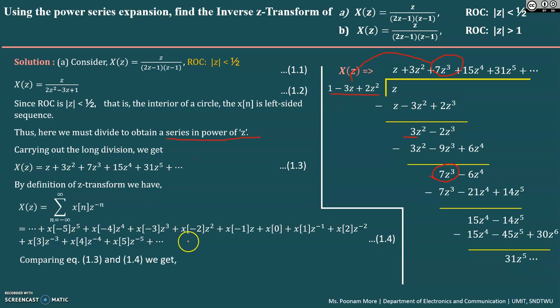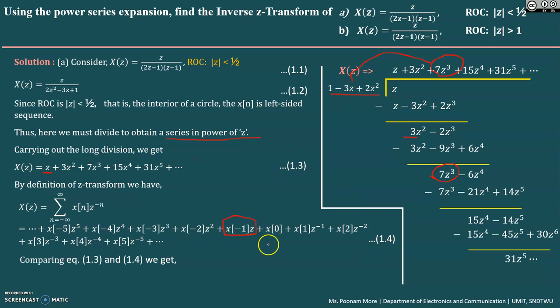So for that, we will simply compare the terms with the respective power of z. Here, for example, let's compare the term in which the power of z is equal to 1. In equation 1.3, the coefficient of z is equal to 1, whereas in equation 1.4, the coefficient of z is represented as x of minus 1. So clearly we can say the value of x of minus 1 is going to be 1 from equations 1.3 and 1.4.